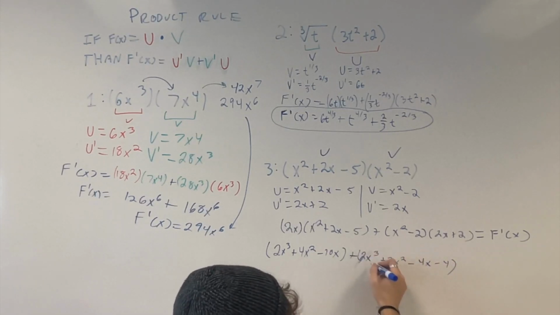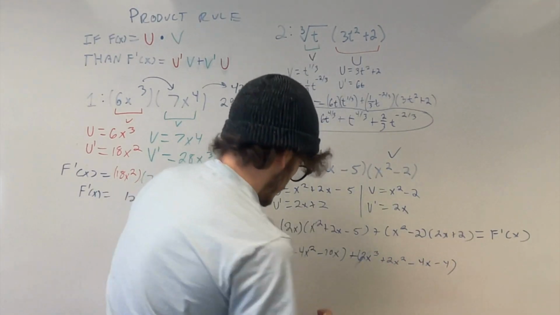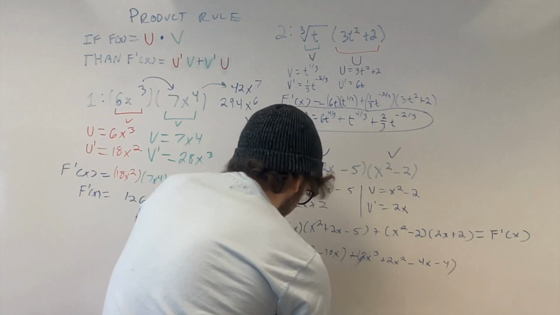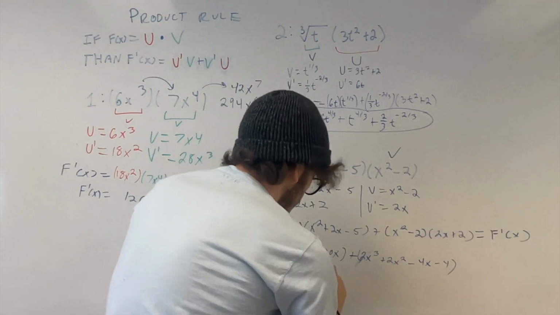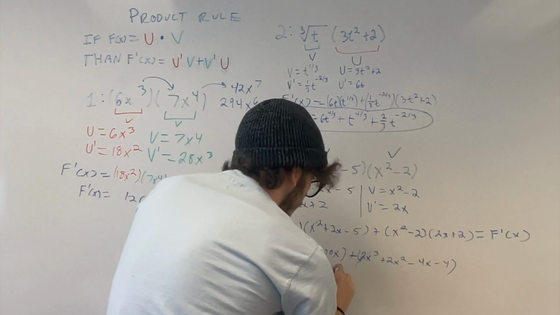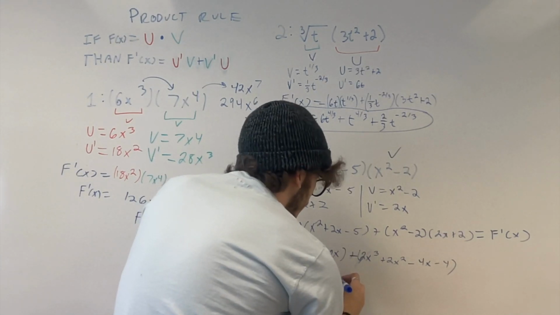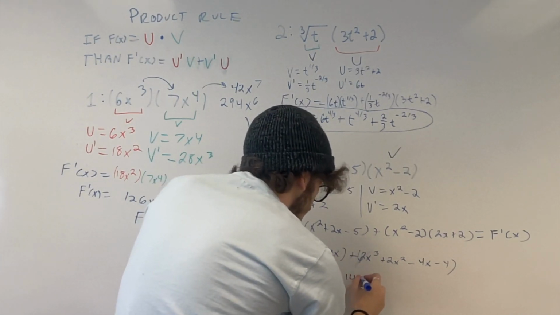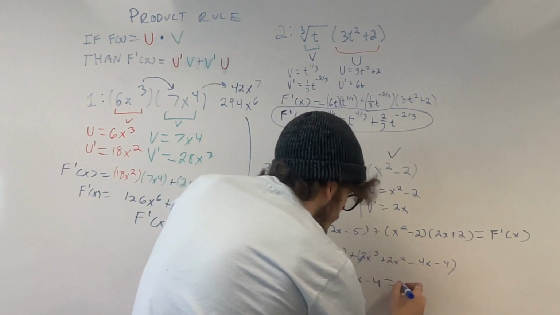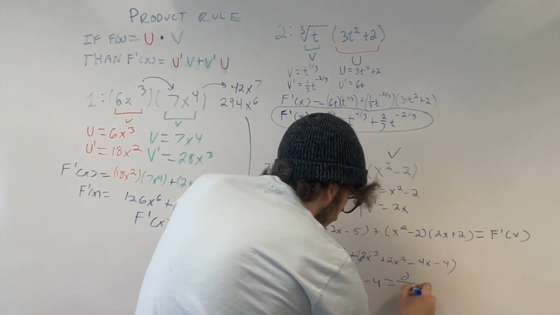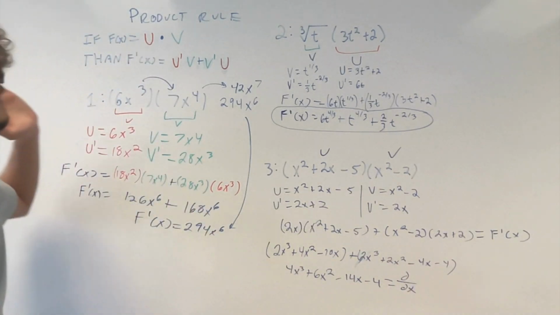And then we can add these terms together. Holy crap, this is quite the mouthful. It's just more of a tedious question, if anything. Right at this point, I think you got it. So negative 14x minus 4 is equal to the derivative of our function. So that is the product rule.